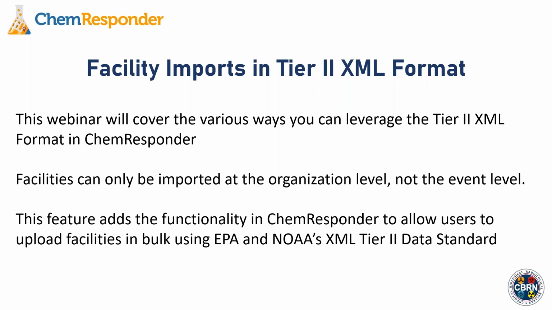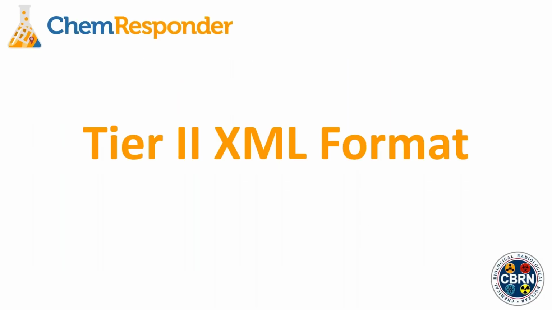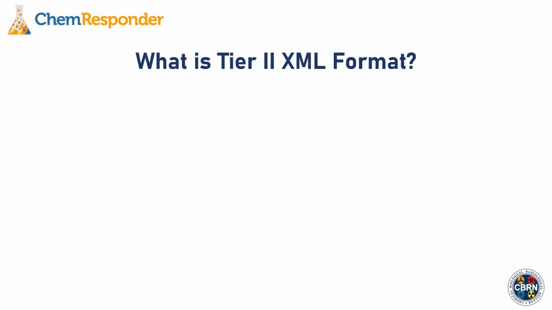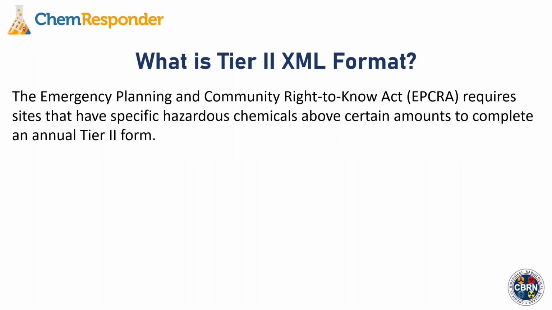Tier II data standard. Taking a look at the Tier II XML format, what exactly is that? In correspondence with the EPCRA, which is the Emergency Planning and Community Right to Know Act, they require sites that have specific hazardous chemicals above certain amounts to complete an annual Tier II form.